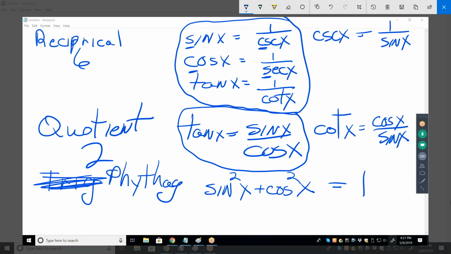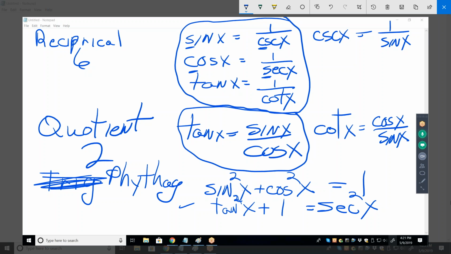Now, the next two are a little more difficult. What's the rest of this one? Plus 1 equals... you need a flashcard for this one. Okay? Now, the third one you really don't need a flashcard for.